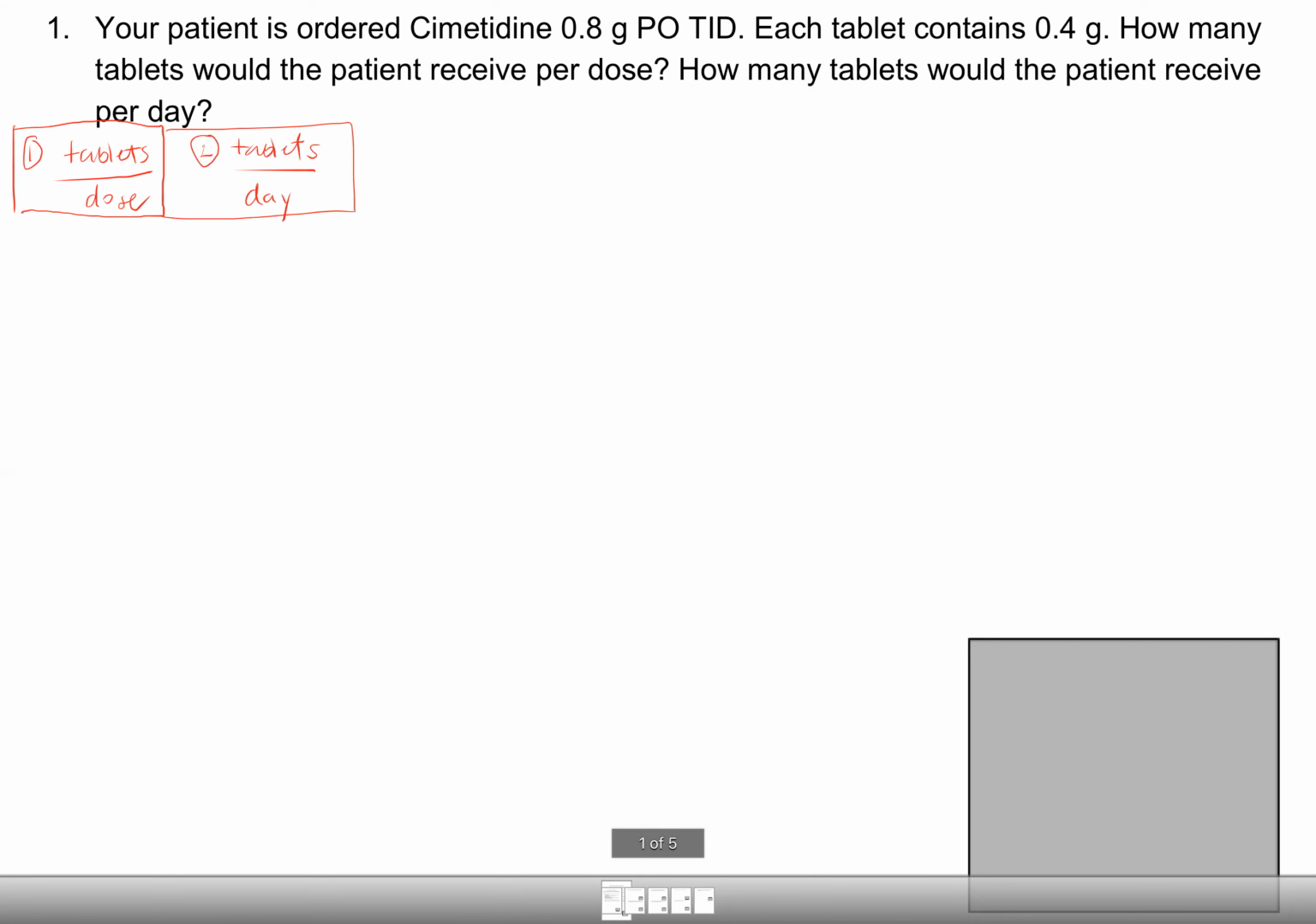There are multiple ways to answer this question. You can do it by units, you can do it by cross multiplication, you can do it by the equation that is given in your medication calculation book, D over H times V. The way that I'm going to teach medication calculation is I like to stick with the units just so that I know how all of the numbers are related.